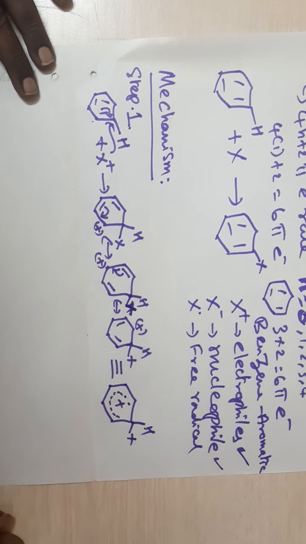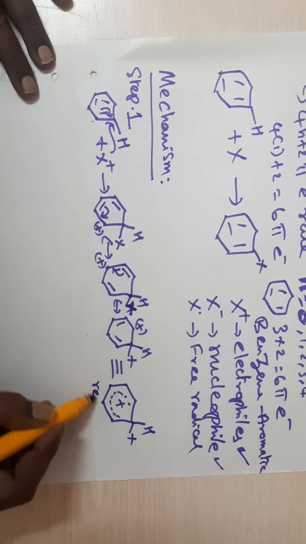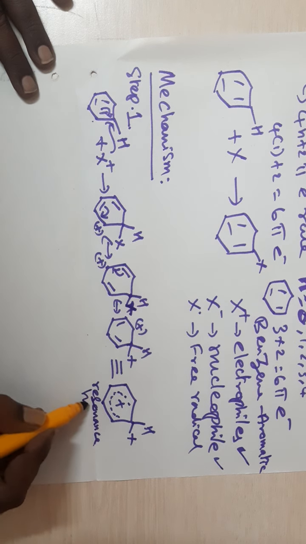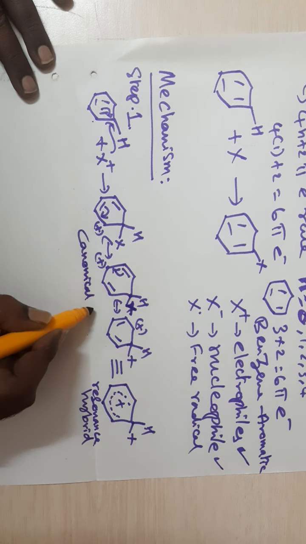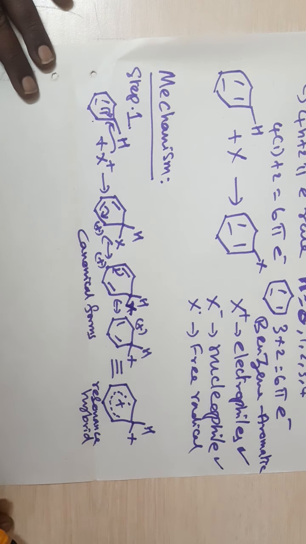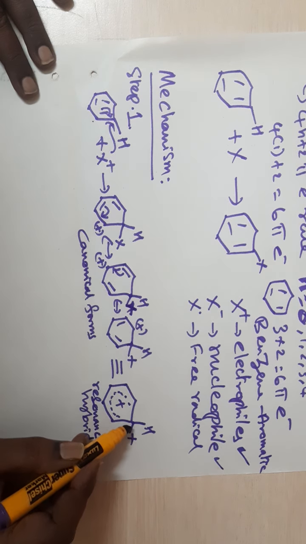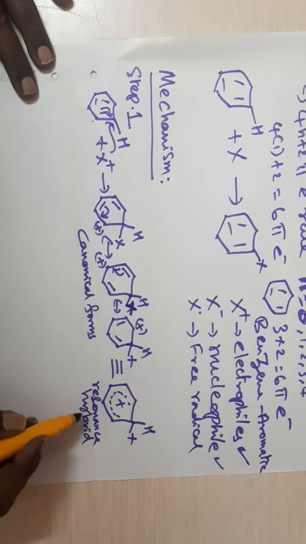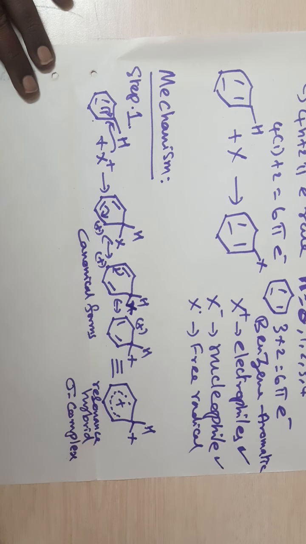The pi cloud is partially distributed over the 6 carbons. The positive charge is also partially distributed. So this is the resonance hybrid, and these are all the canonical forms or resonance structures. See, in this resonance hybrid, you have a compound where there is a sigma bond between this carbon and X. So, the resonance hybrid is also called by the name sigma complex.